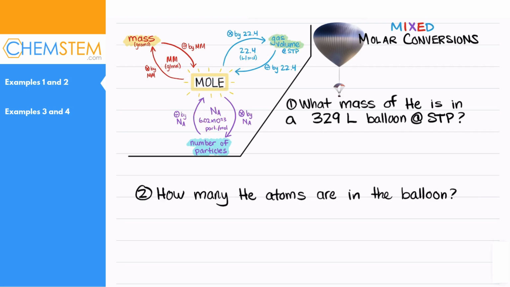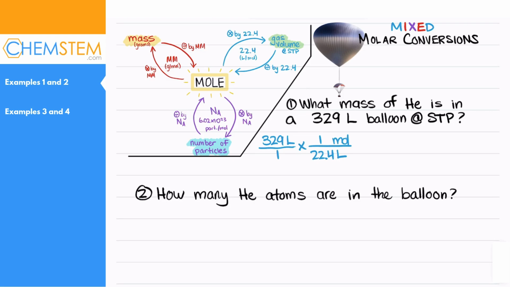So number one, it asks, what mass of helium is in a 329 liter balloon of helium at STP? So we start with what we know, 329 liters. I'm going to remove some of my units to save space. So we just have 329 liters of helium. I'm going to get rid of liters and go toward moles. So we're currently in the blue section where we're going from gas volume into the mole. And we know that 1 mole of any gas is 22.4 liters at STP.